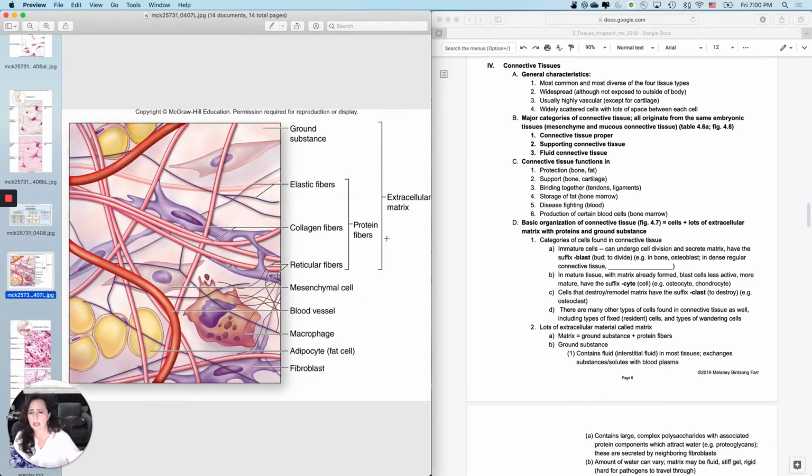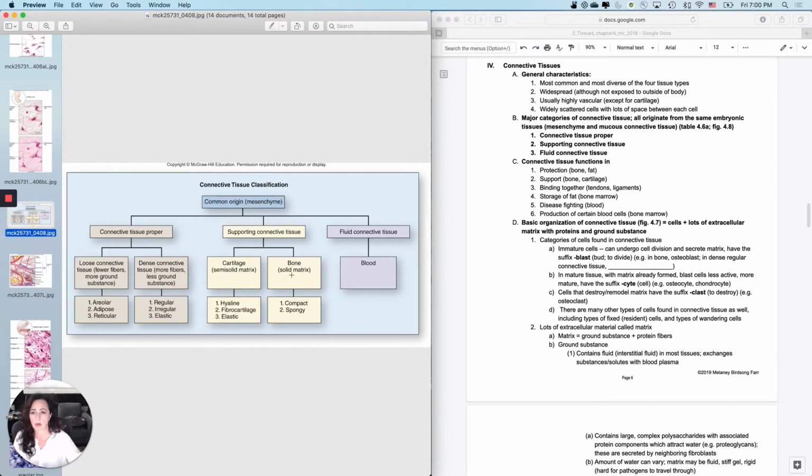Oh, sorry, I said blood and bone. I meant cartilage and bone. Cartilage and bone are the supporting connective tissues. Those are more solid, help you resist gravity. And then there is the one fluid connective tissue that you're going to learn, and that is blood. Blood is actually a connective tissue.